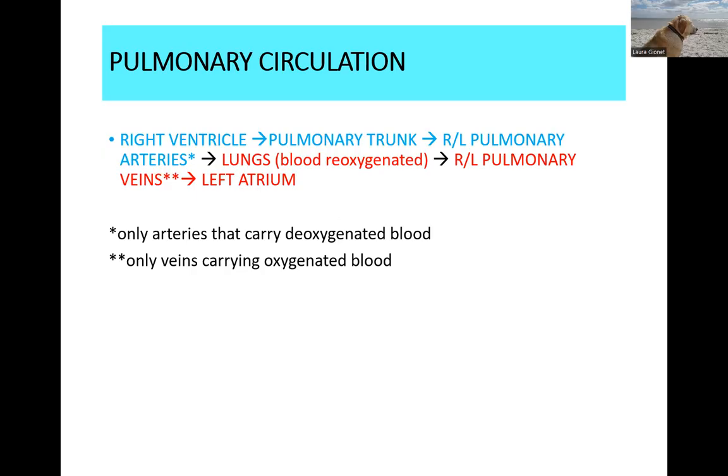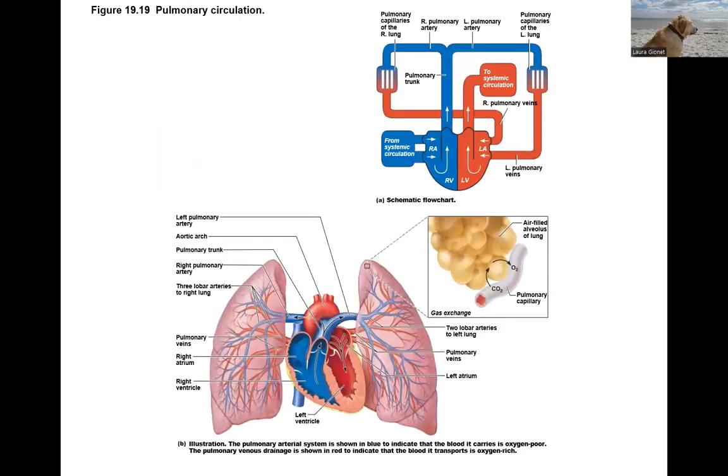Only these, and I have some stars here, are the only arteries that carry deoxygenated blood, and these are the only veins carrying oxygenated blood. And I will say, for women, if you are pregnant and carrying a fetus, then the fetal circulation is going to be like this as well. Arteries will be blue and veins will be red. But for all intents and purposes right now, these are the only arteries and veins that don't follow the rule that arteries are red and veins are blue.